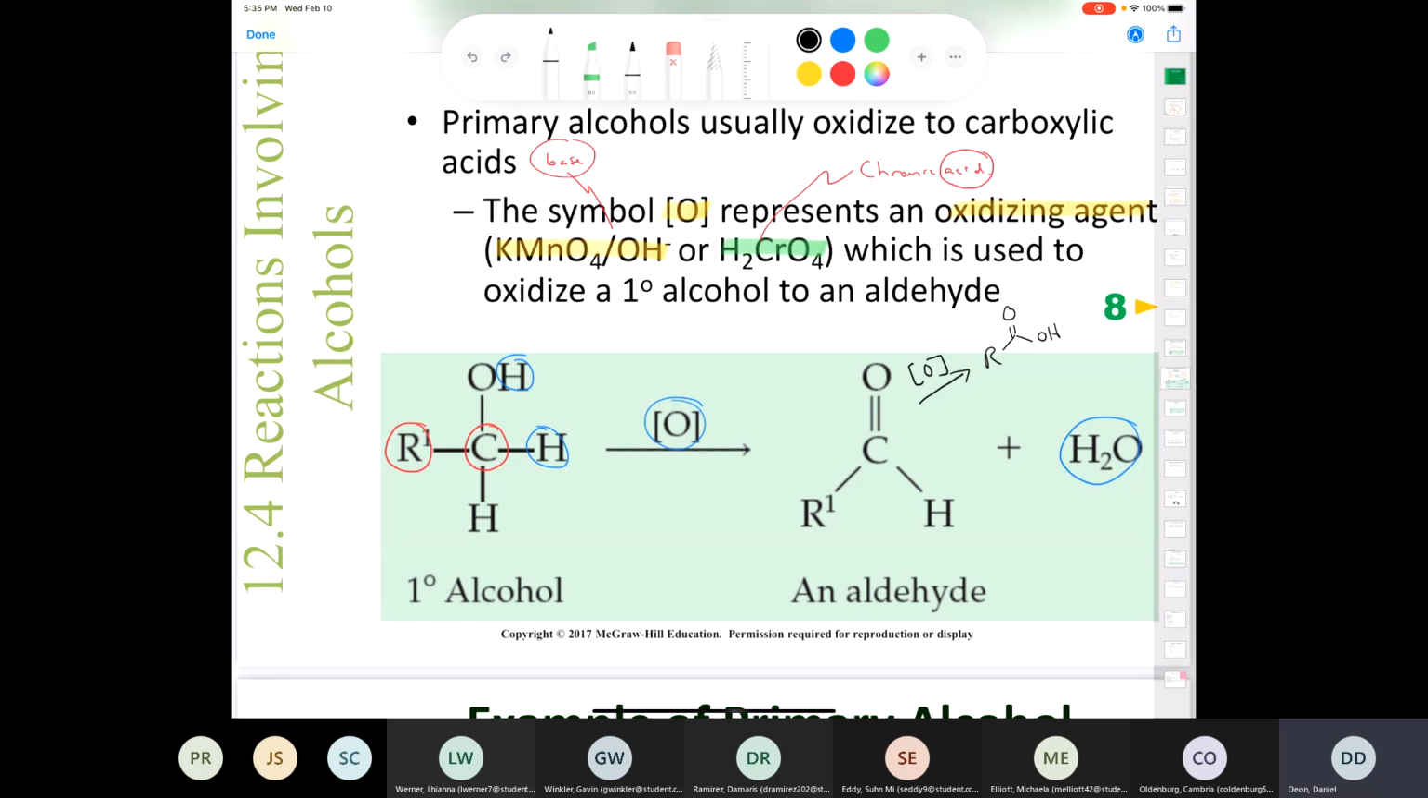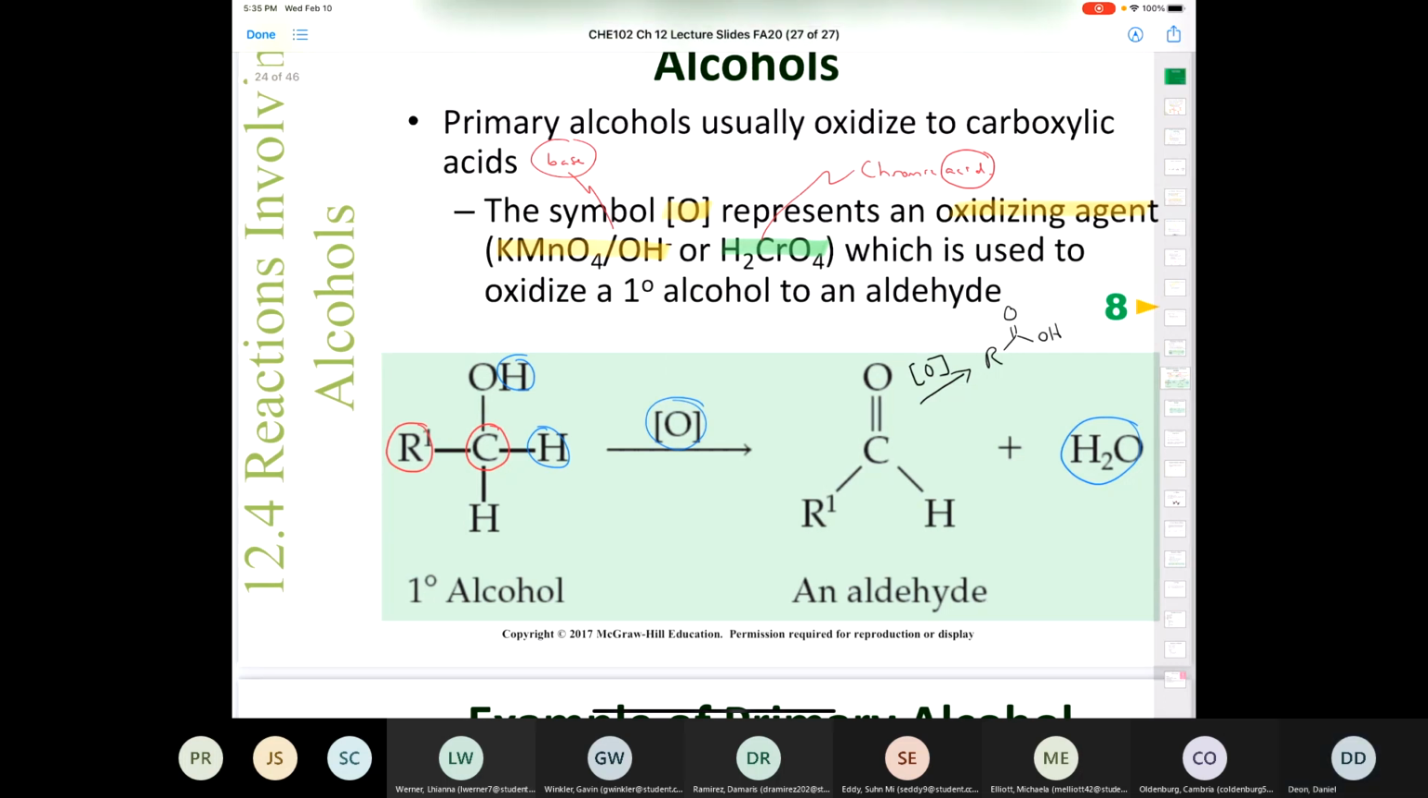So if you're asking, well, what's the answer? When I oxidize a primary alcohol, do I get an aldehyde or do I get a carboxylic acid? If you treat it with a really strong oxidizing agent, it's going to go all the way to the carboxylic acid. And if you treat it with something that's more mild, it's going to stop at the aldehyde. And we'll try to look at some examples of that.